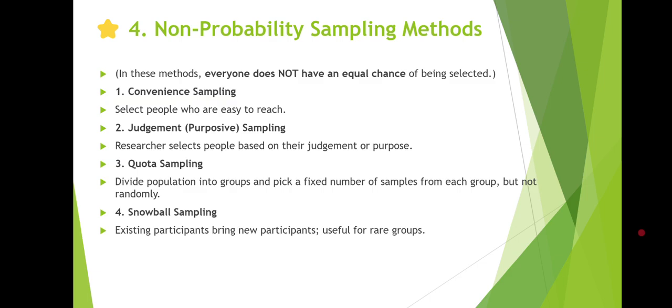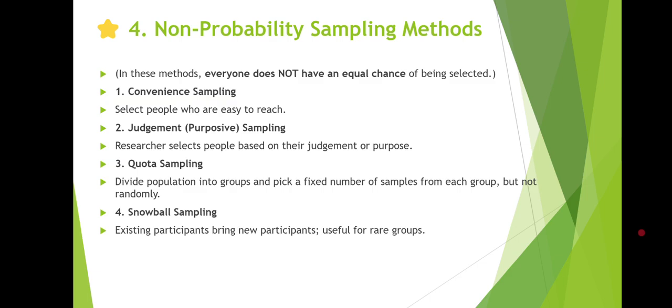So first method, we have convenience sampling. This method selects people who are easy to reach, surveying only friends or people near you. This is an example of convenience sampling. Second, we have judgment sampling. The researcher uses their judgment to select people who they think are the best for the study. For example, choosing only expert teachers for a teaching quality study.